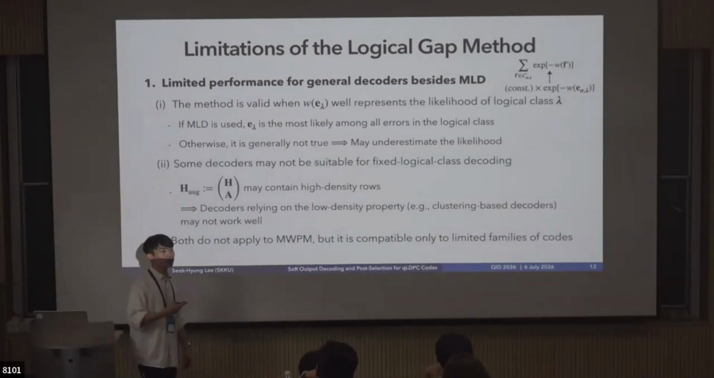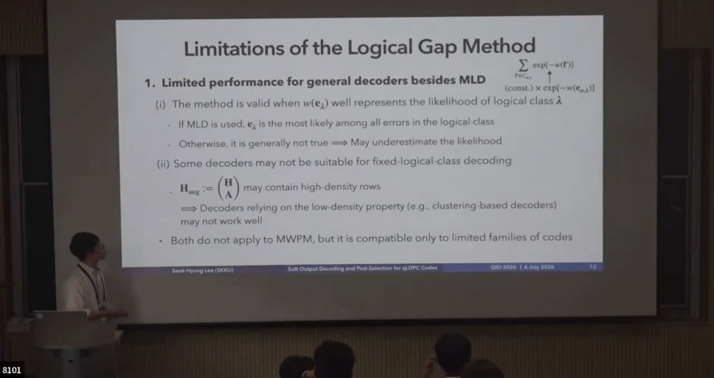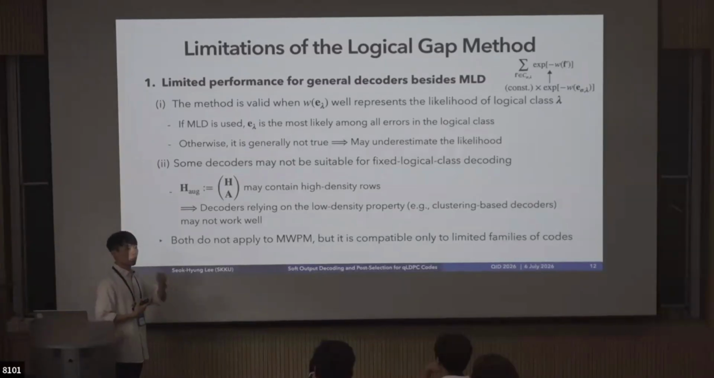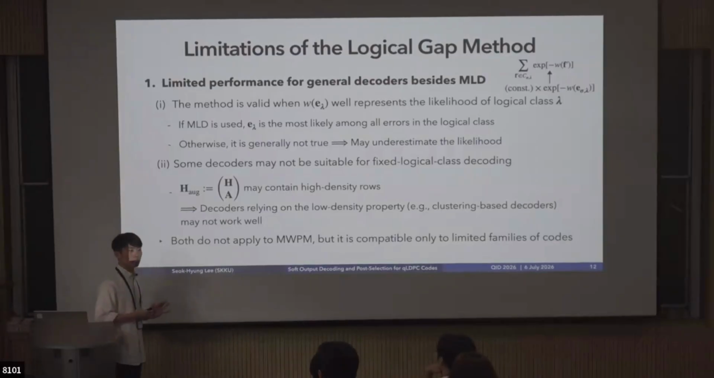And the second limitation is that some decoders may not be suitable for fixed logical class decoding. Because the fixed logical class decoding was done with this augmented parity check matrix, constructed by combining the check matrix with the action matrix. And because this action matrix may contain very high density rows, it might not be compatible with some quantum LDPC code decoders.